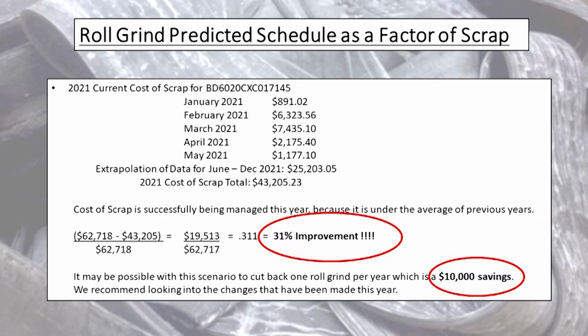And because of how predictable this method is, we found that we can predict into the future for your next couple months and find that there is a 31% improvement for this year, let alone just based on what is already being done to fix this problem. And that could be as much as $10,000 savings.